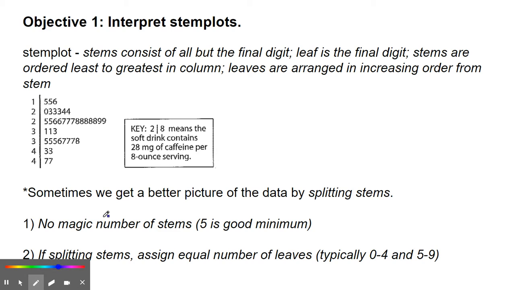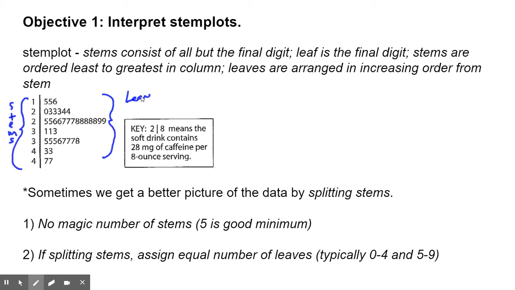A stem plot's stems consist of all but the final digit. The leaf is the final digit, and the stems are ordered from least to greatest in a column, and then the leaves are arranged in increasing order from the stem. So over here, this 1 through 4, those are the stems. And then over here, all of these numbers, those are the leaves. Notice these stems are put in numerical order.